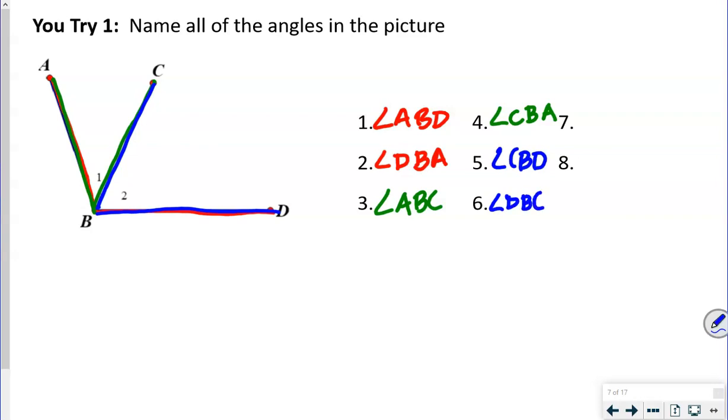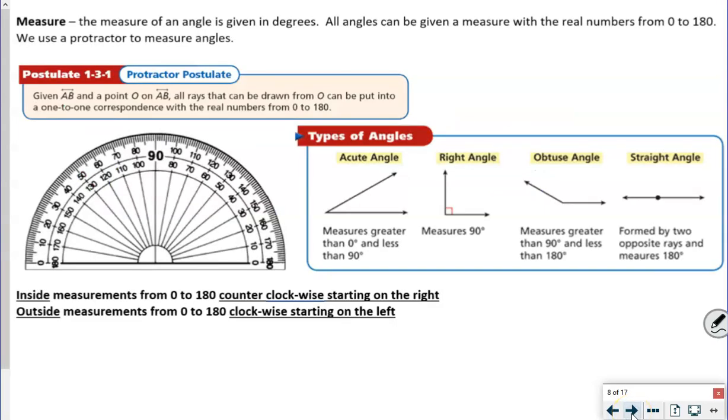Okay, and then our last two are the ones that are inside. So we could say angle 1 or angle 2, okay? So those are all the different ways we could have named the angles. So the measure of an angle is given in degrees. All angles can be measured with the real numbers from 0 to 180. We use a protractor to measure the angles. So basically, if we are trying to measure an angle here, this would be how we'd measure it, right?